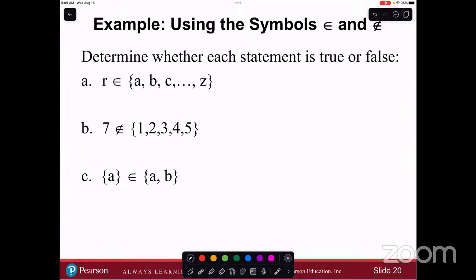So we're saying that this one is true, right? R does belong to the set. 7 does not belong to this set. That's true, right? Because this is the set of integers from 1 to 5, so 1, 2, 3, 4, 5. 7 is not in this set, so that's true. There you go. The set A belongs to the set containing no, right? Notice that for part A, R belongs to the set. This set doesn't belong to the set. This set is a subset of this one, but this set is not contained in that set. So this one is false.